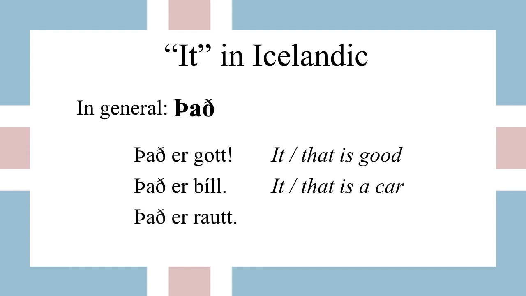Það er rautt. That means it is red, or that is red. Again, we're not talking about something in particular yet. We're just talking about something that the speaker sees or knows about. Now, it can get more complicated once we start talking about nouns that have a certain gender and replacing them.